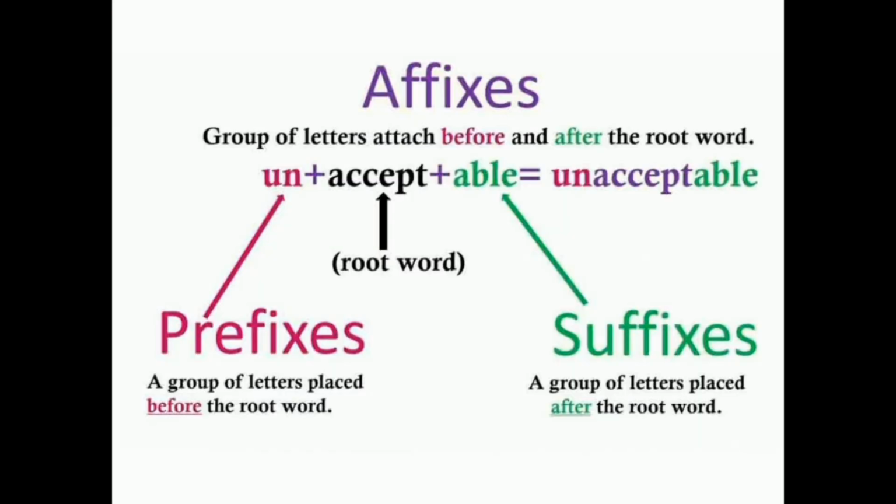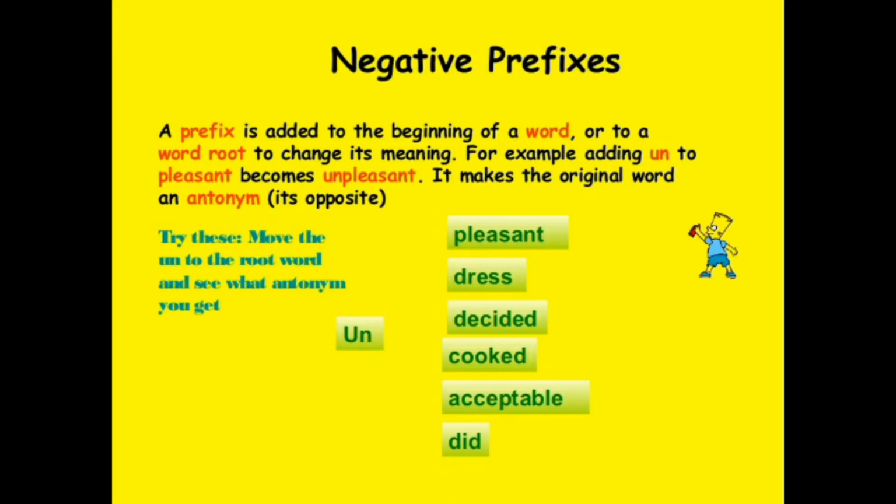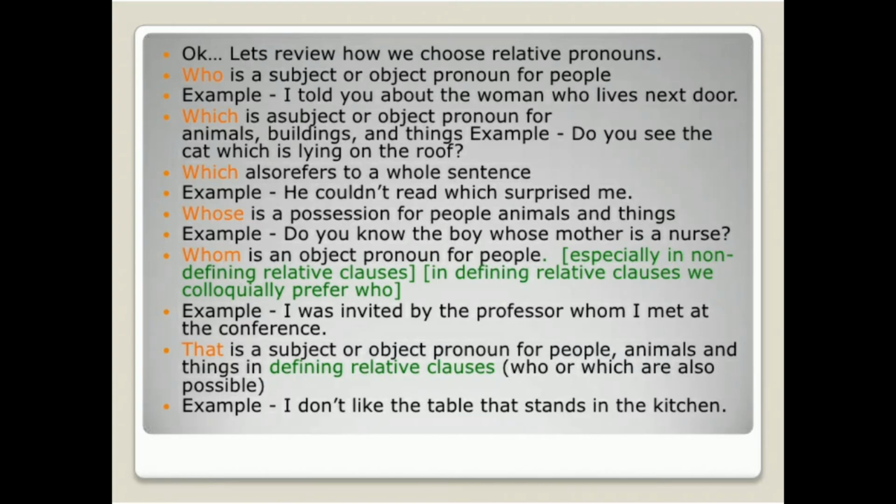Affixes are groups of letters attached before and after the root word. A group of letters placed before the root word are called prefixes, and a group of letters placed after the root word are called suffixes. A negative prefix is a prefix which carries a negative meaning, not or the opposite of, making the original word an antonym.